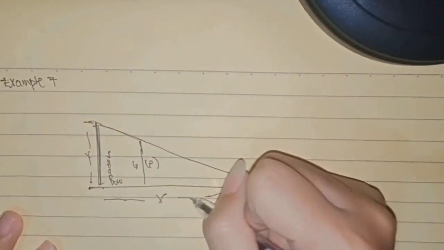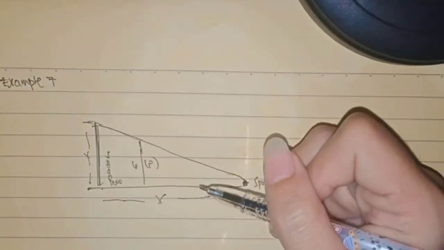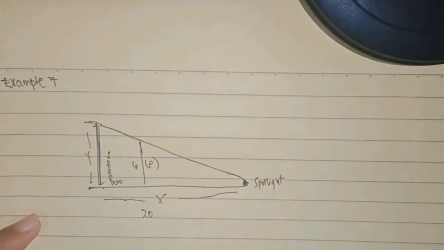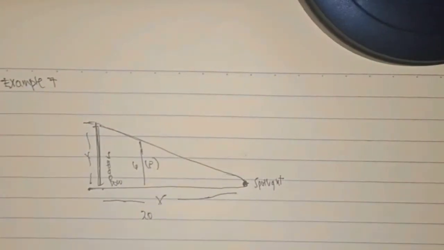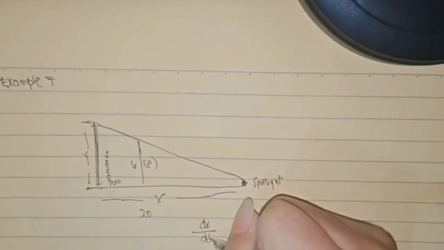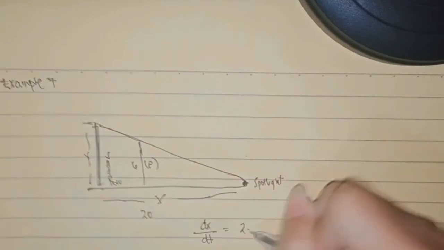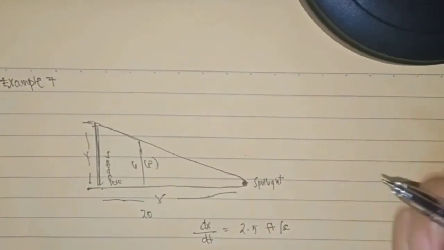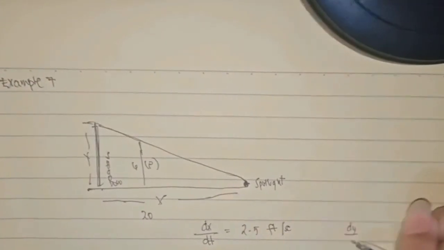Yung wall ang magiging y natin, and habang yung distance between the wall and the spotlight ang magiging x. And we all know that ang value ng x natin is 20. Ang ating dx over dt ay 2.5 feet per second at ang hinahanap naman natin dito ay yung dy over dt.